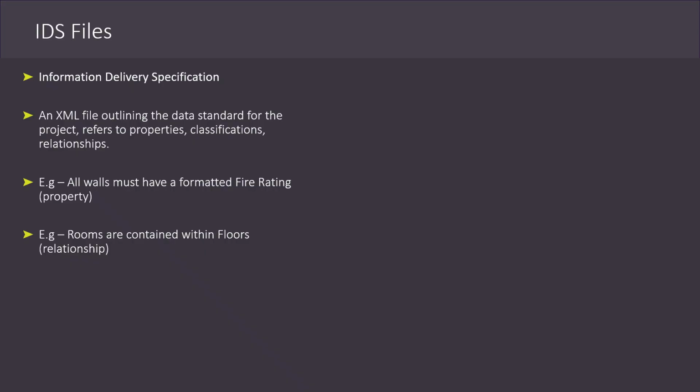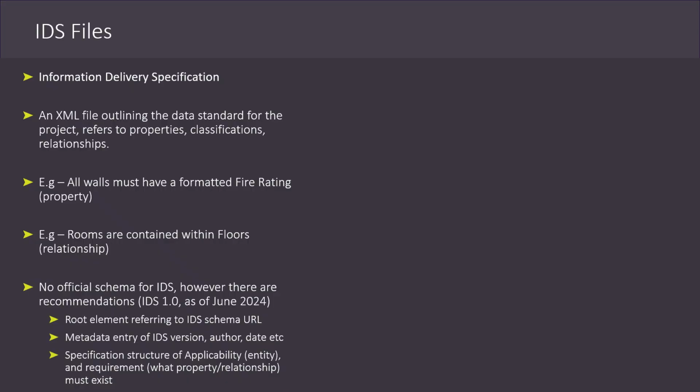Some examples that I've got here of specifications that we're actually going to see in a second is that it must fit a regex for a fire rating, which would be a property check. Then you can also check relationships, like rooms are contained within floors. You could do other things on the property set, like in the quantity one, doors must be certain heights or things like that. However, unlike IFC, there's no actual official schema for IDS, but there have been recommendations that are starting to come out as of June last year.